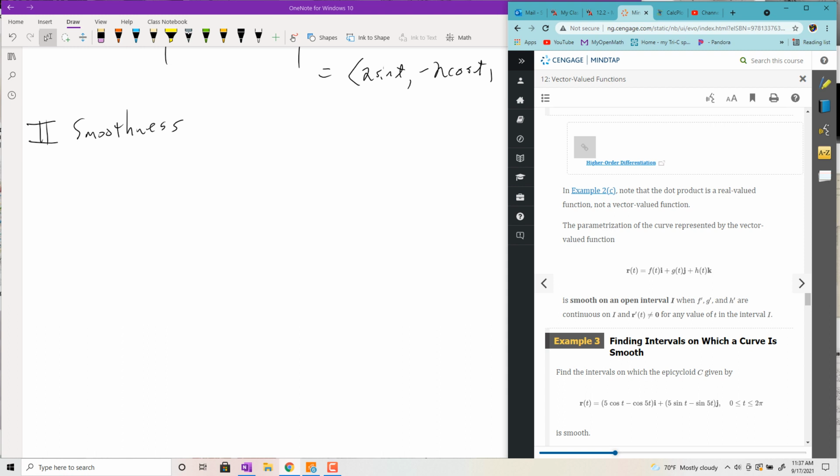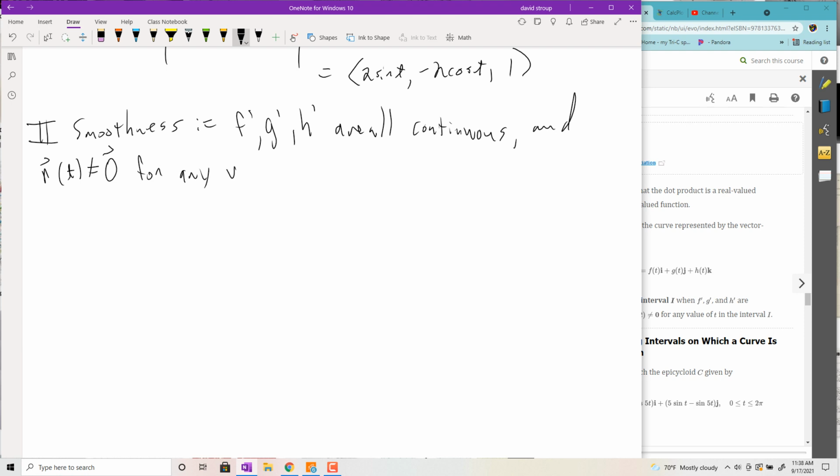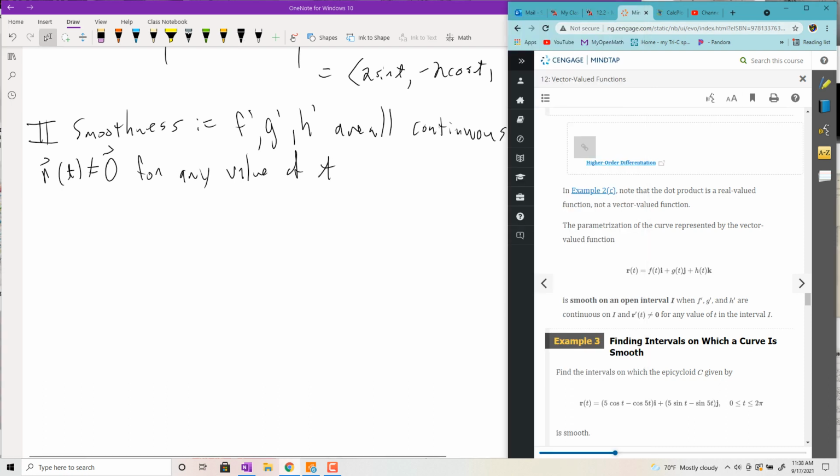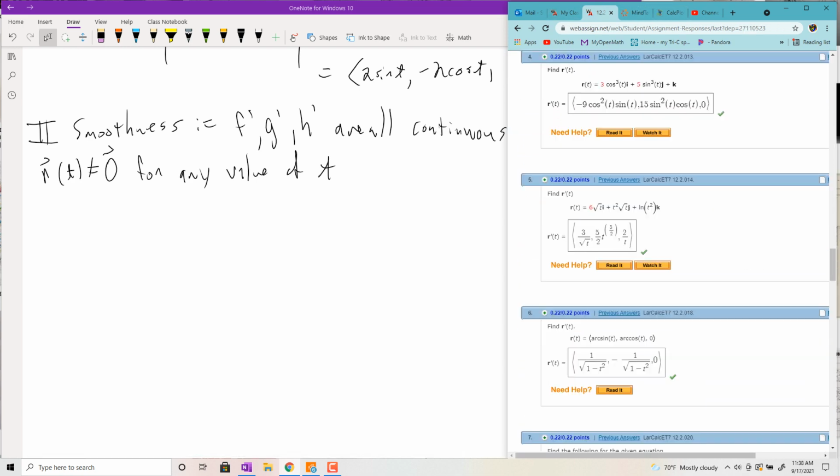So smoothness, let's make it more concrete. Basically, the derivative of the component functions all need to be continuous. And oddly enough, then, we require that r prime of t is not equal to the 0 vector, in particular, for any value of t in whatever interval you're picking to be smooth. Okay, I don't remember if they had smooth problems in here. They may or may not have. Let's see.